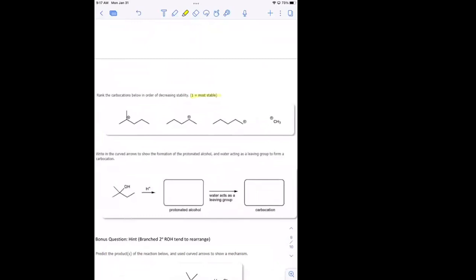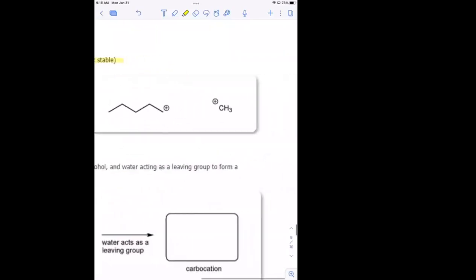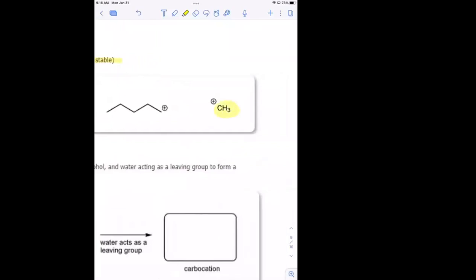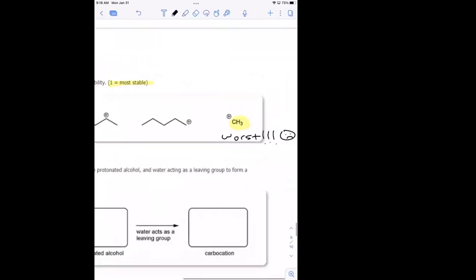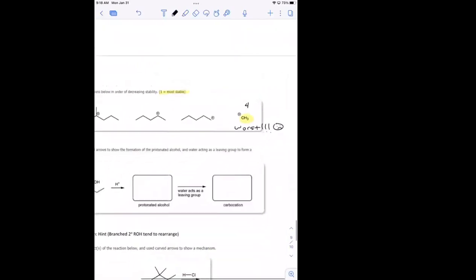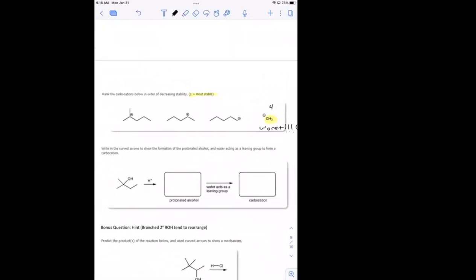And what is the trend again for carbocation stability? Would the methyl be the least stable? The methyl will be right here. Yeah, that would be the worst. All right, so that's going to be 4. Is that right? Because it says 1 is the most stable, and we're ranking them from 1 to 4. So this is the worst one. What's the best one? The one on the tertiary carbon. Tertiary one. Good.